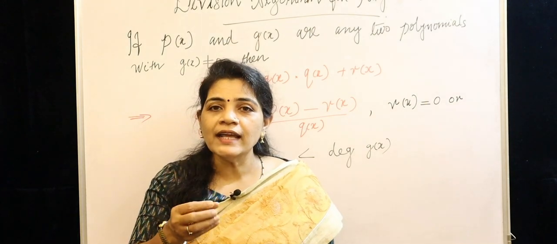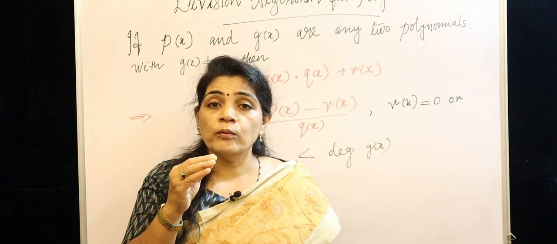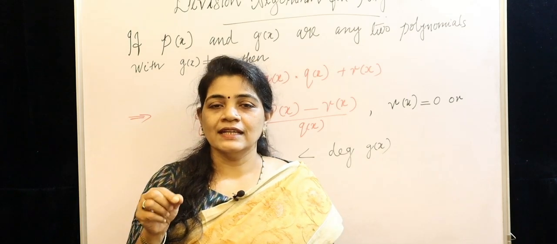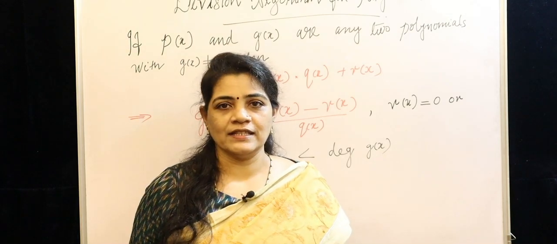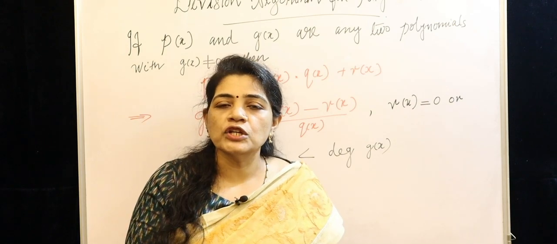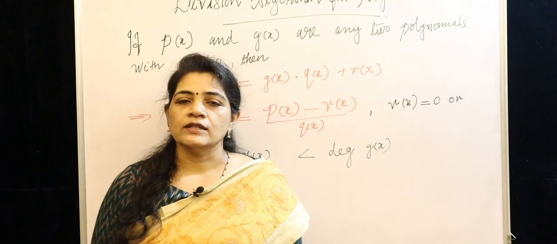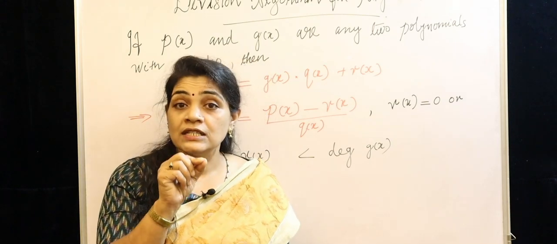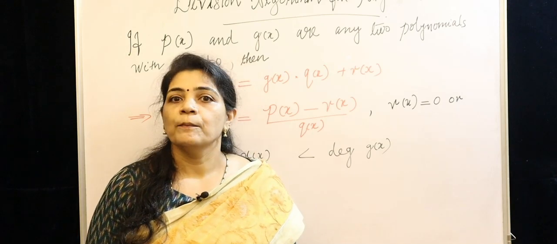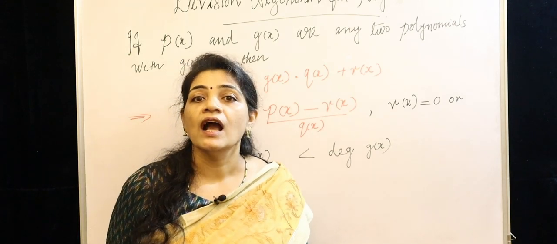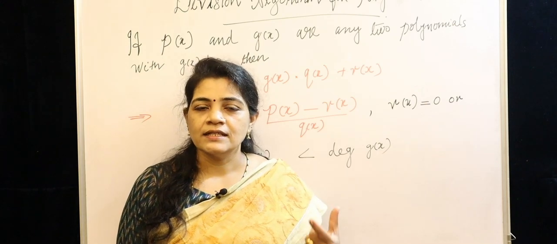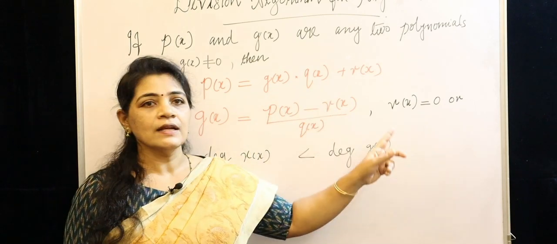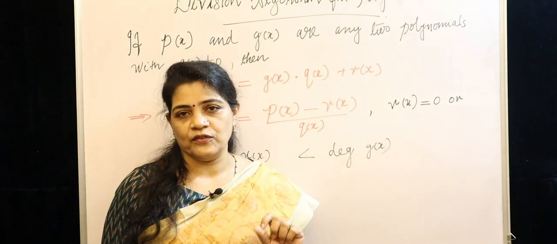That means if you are dividing a polynomial, let the polynomial to be divided be p of x, and the divisor polynomial be g of x. As a result, we will get the quotient polynomial and the remainder. According to that division rule, p of x is equal to g of x into q of x plus r of x. That is the division algorithm for polynomials. Is it clear, children?